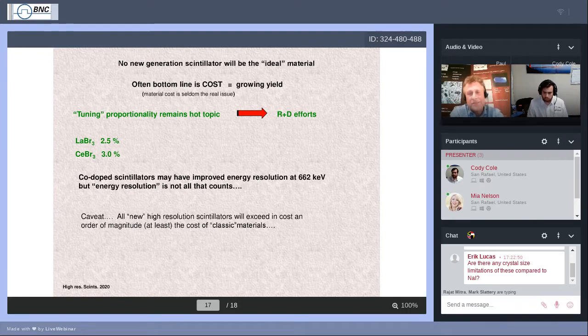We should not forget that energy resolution is not all that counts. We should look at the different performances that are important for a specific application. And we shouldn't forget that all new high-resolution scintillators will exceed in cost, by an order of magnitude at least, classic materials, say alkali halides.